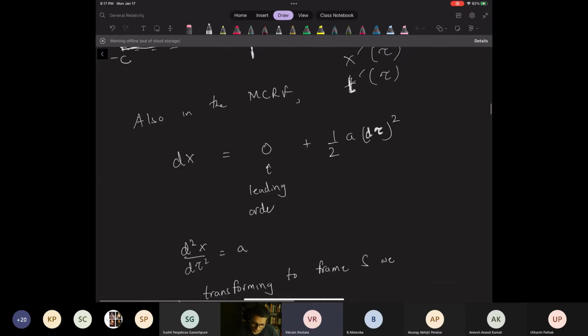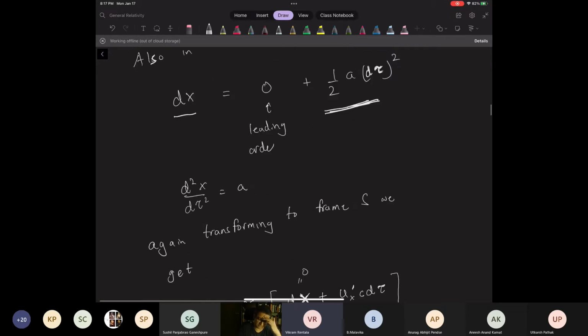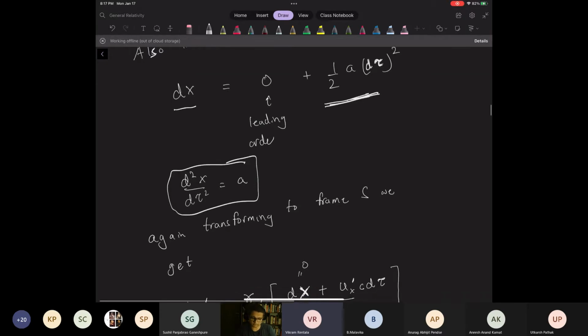All right. So now, as seen in the momentarily co-moving rest frame, the dx is 0 at leading order, and at higher order it's half a dτ². So you actually have a little bit of motion. Now I can take d²x/dτ², and that is a. That's what we mean by constant acceleration in the MCRF. And again, remember dτ is just the amount of time that's elapsed in the MCRF, which is also the same as the proper time of the particle.